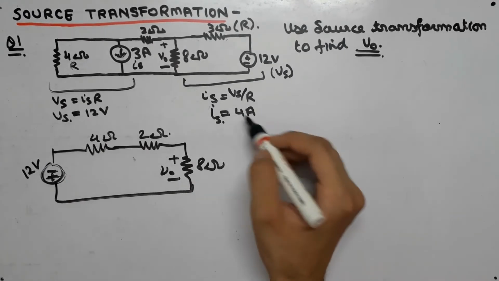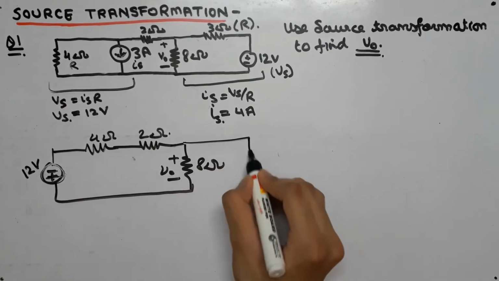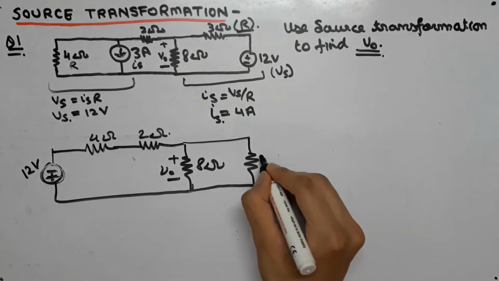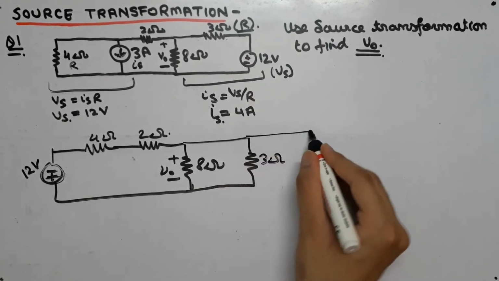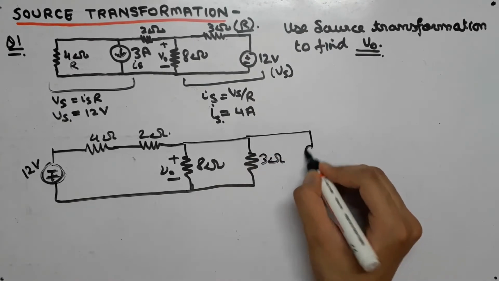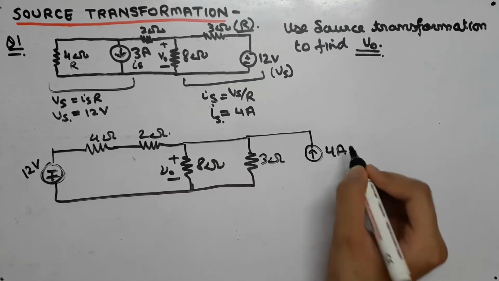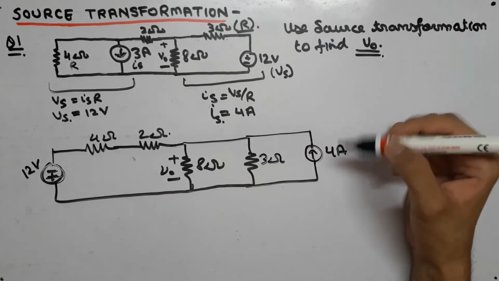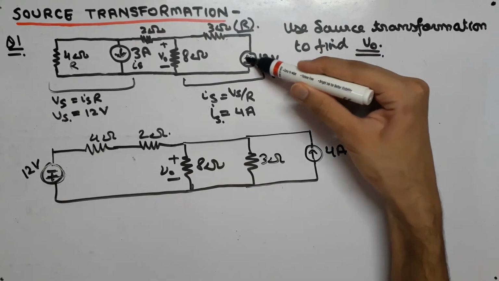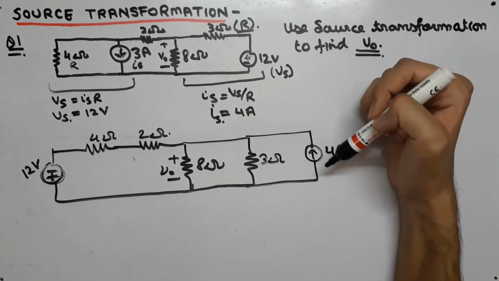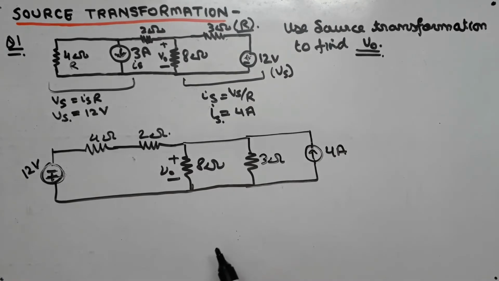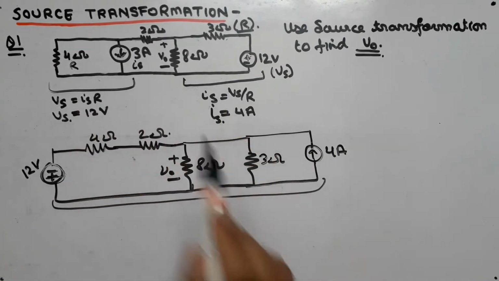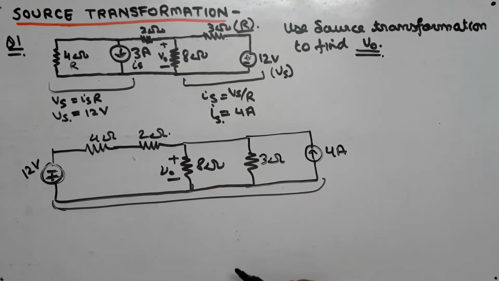And similarly we will transform this circuit also. So we will get a 3 ohm resistor over here, that is our resistance R, which will be in parallel to the current source that we just found out, that is 4 ampere. Now please mind that the arrow will be facing upwards, as we have the voltage positive sign on top of the negative sign. So now from here we have done source transformation of these two parts of the circuit and got this final equivalent circuit.